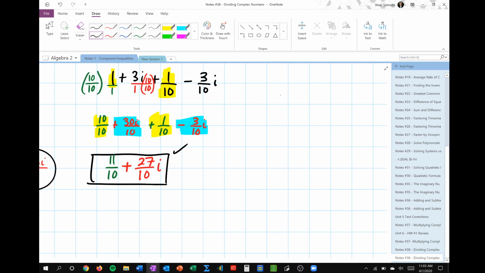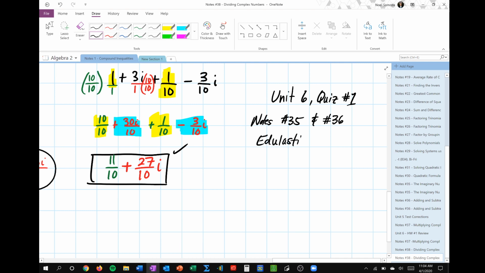Okay, so the unit 6, we're gonna have a first quiz. It's gonna cover notes 35 and notes 36 only, okay? It's gonna be on Edulastic. I'm going to open the quiz from, hold on, I have this information somewhere. Give me a second.